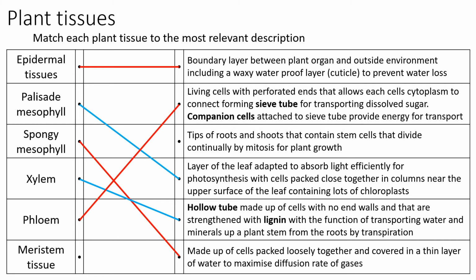And the last thing we'll talk about is what's called a meristem tissue. The meristem tissue refers to the very, very tip of a root or the very tip of the shoot, and it contains stem cells that are continually dividing by mitosis for plant growth, and it's the very tips of those two particular parts of the plant that continue to grow.